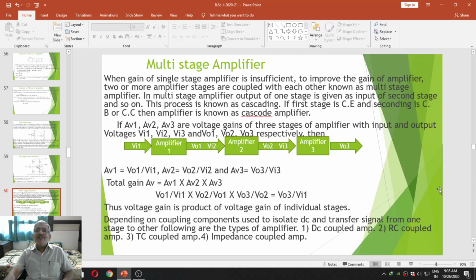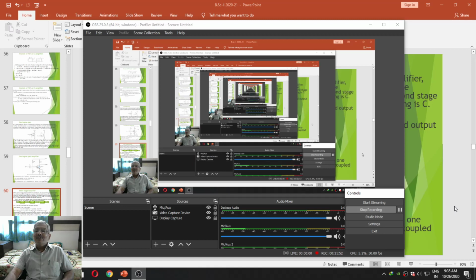Friends, this is what the meaning of multi-stage amplifier, how its gain is going to be calculated, what are its advantages, and what are the types of multi-stage amplifier. Dear students, that's all about the Darlington pair and also the multi-stage amplifier which we have studied today. Next time we will go for the next article of the same topic.